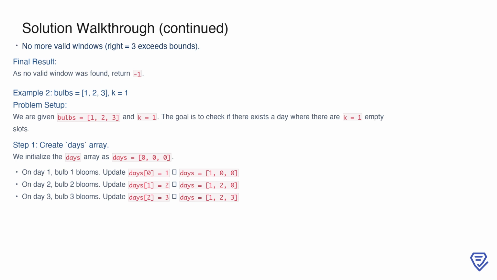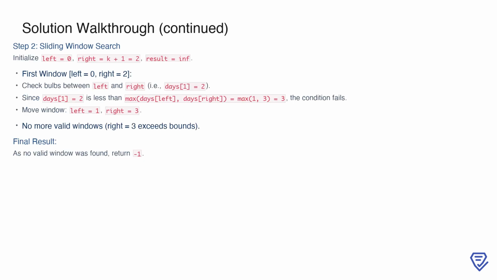On day 1, bulb 1 blooms, so we update the first position to 1, resulting in days equals 1, 0, 0. On day 2, bulb 2 blooms, and we update the second position to 2, giving us days equals 1, 2, 0. Finally, on day 3, bulb 3 blooms, and we update the third position to 3, resulting in the final days equals 1, 2, 3. Next, we perform the sliding window search.